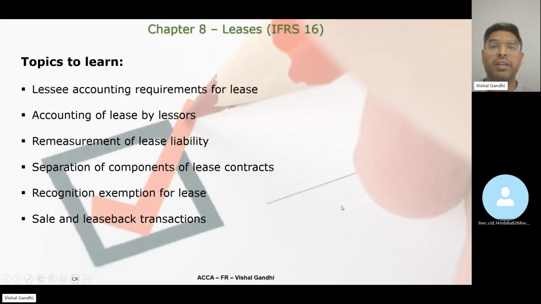We are going to look at the chapter lease, which is covered by IFRS 16. So what all topics we need to learn from this chapter is lessee's accounting requirement for the lease, lessor's accounting requirements, remeasurement of lease liability, separation of components of lease contract, recognition exemptions for lease and sale and leaseback transactions. So all these things we will be covering in this chapter.